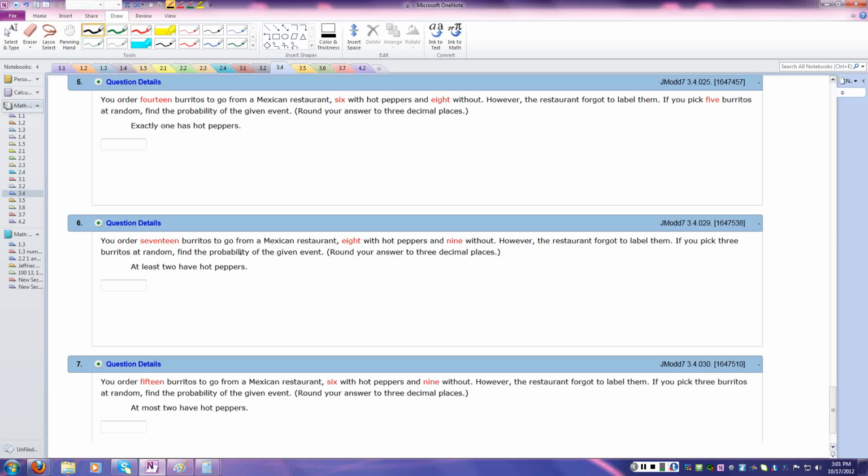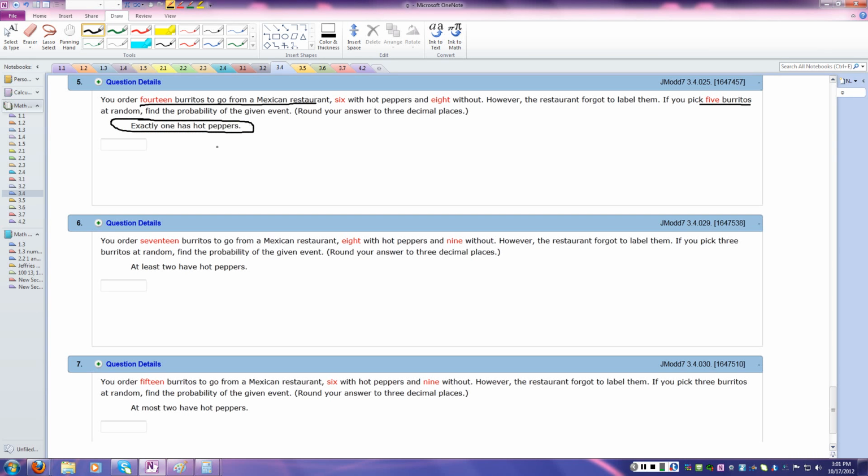So you order 14 burritos at a Mexican restaurant. 6 of them have hot peppers and 8 of them are without hot peppers. But the restaurant forgets to label them. You pick 5 burritos at random, and you want to find the probability that exactly 1 has hot peppers.